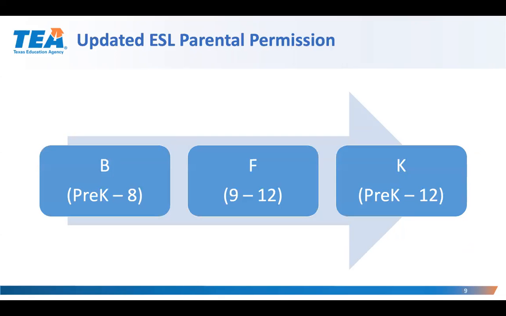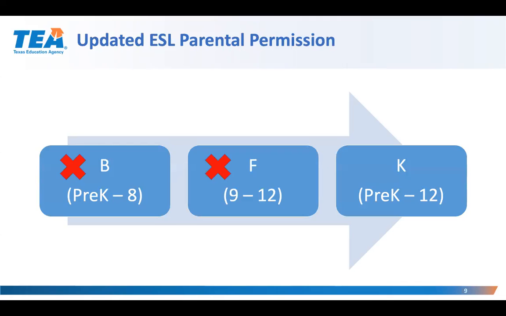Previously, or currently, before the 1920 school year, there had been multiple codes for ESL parental permission. Code B for pre-K through 8 is no longer available. This code has been deleted. Code F for grades 9 through 12 has also been deleted.